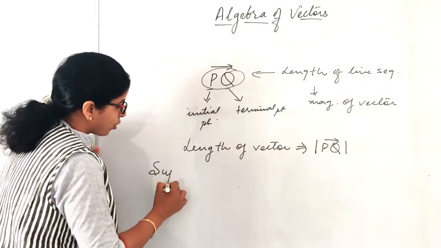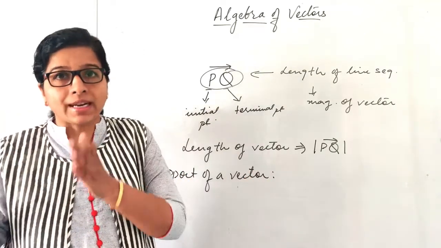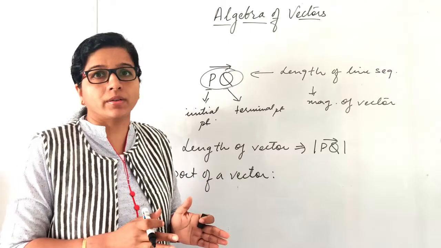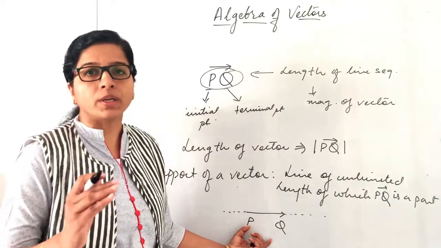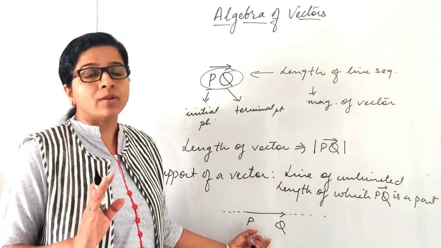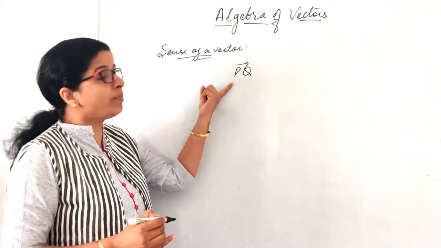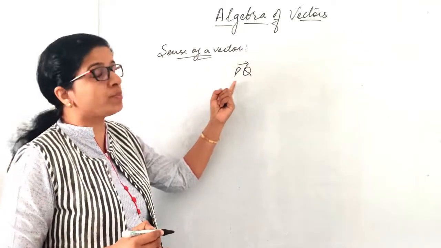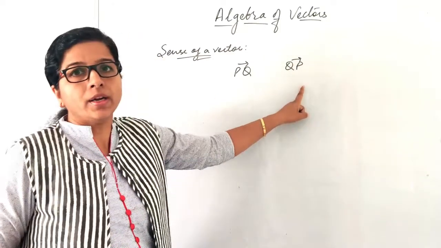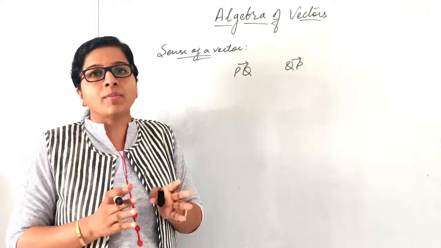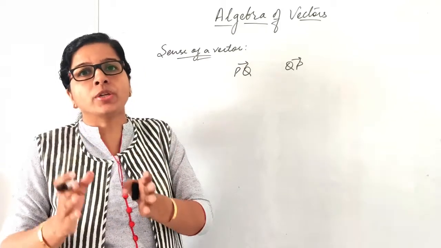Next thing is support of a vector. The support of a vector is nothing but a line of unlimited length of which PQ is a part, right? So this line is the support of the PQ vector. Is it clear? Now let us learn what is the sense of a vector. If we are talking about the PQ vector, it will always be from P to Q. The direction of the vector is P to Q. And if I am talking about QP, it will be Q to P. So the sense of a vector is a directed line from the initial to the terminal point.